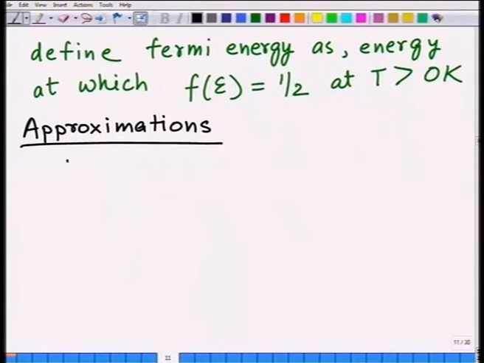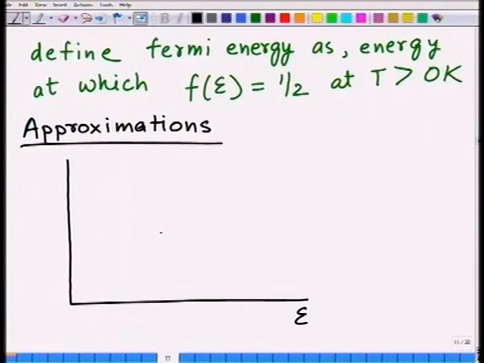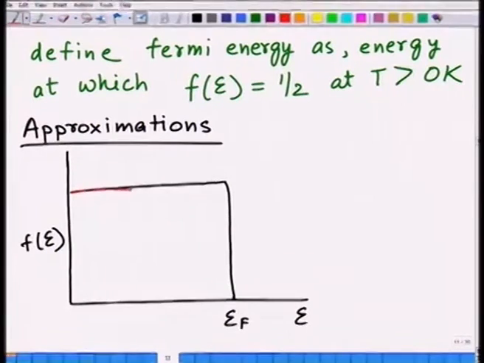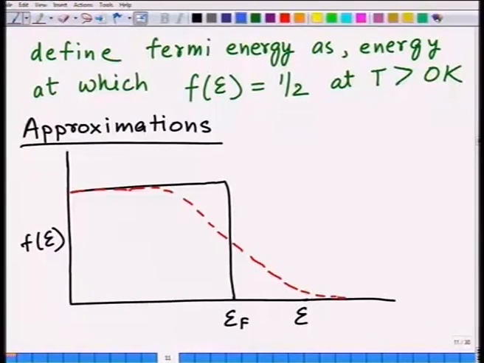Let's make some approximations as follows. So I continue to plot this E versus F of E as this curve right here. That's E, this is EF, and on top of that, now I am introducing this curve like this, and I am going to pick a few points. I am going to pick a point right here.